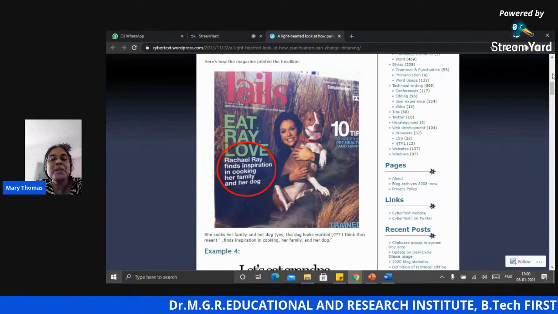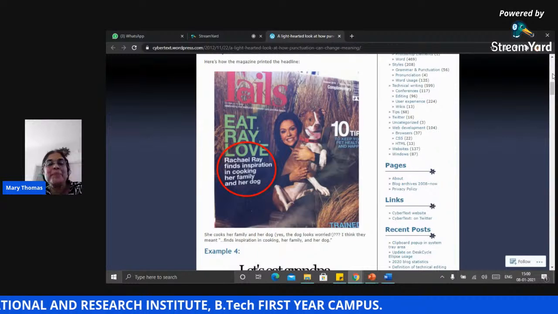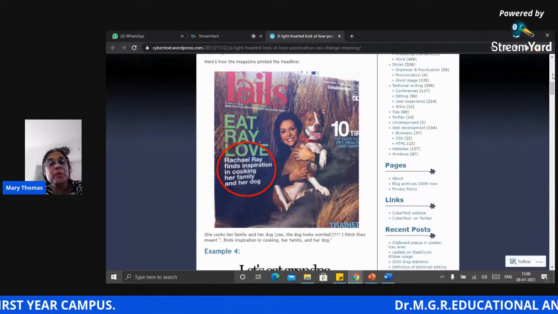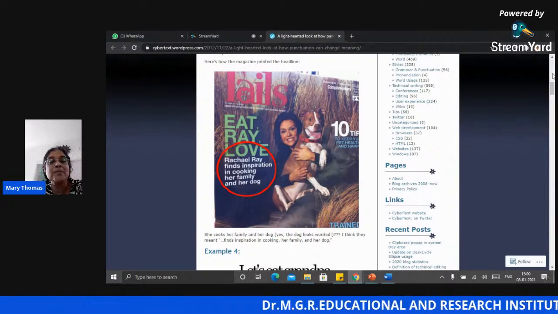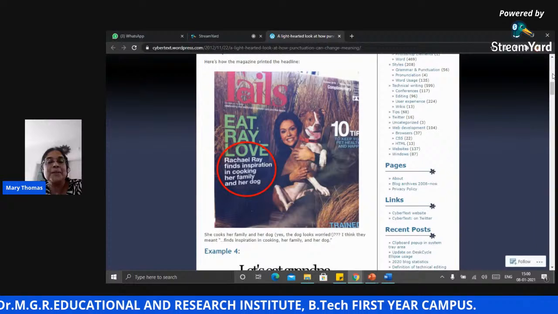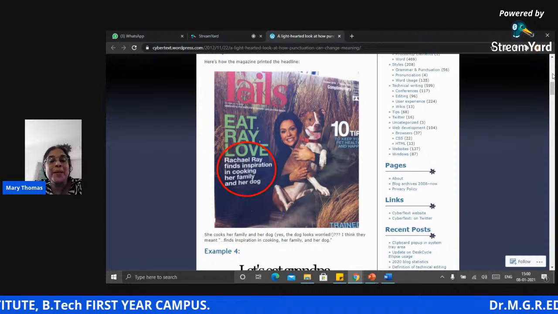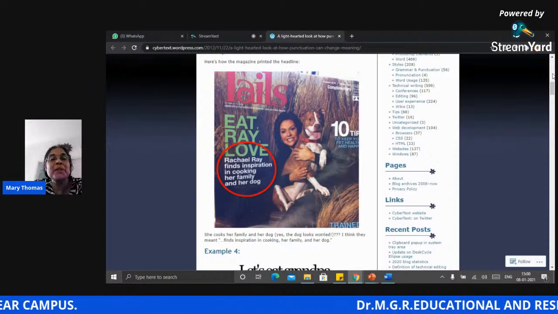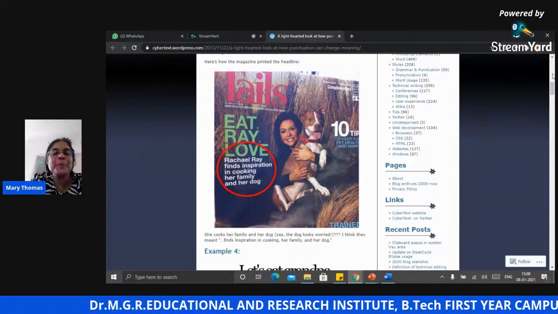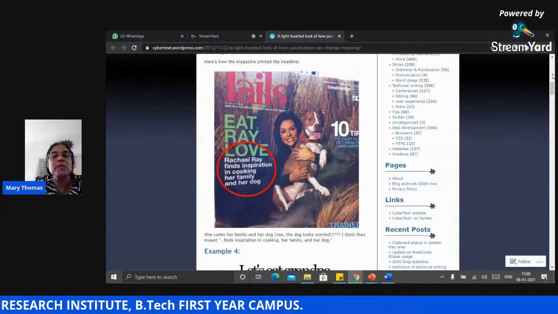Okay. What it means is she finds inspiration in cooking for her family and her dog. That is the meaning. All right. So she finds inspiration cooking. And then when you put a comma after cooking, her family and her dog. Okay. What does it mean? It means that she finds inspiration in cooking both her family and her dog. Okay. So it changes the meaning, and it says the dog looks so worried because it's going to be cooked.